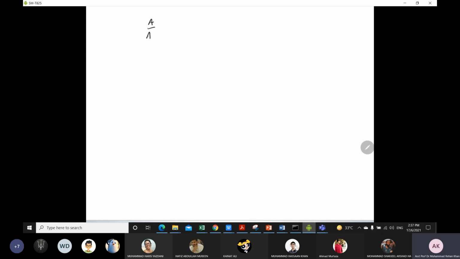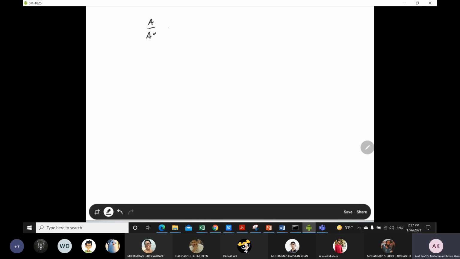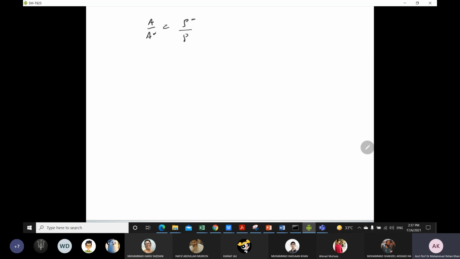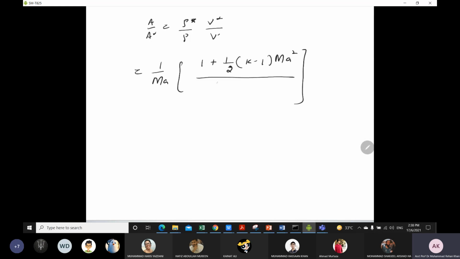So your A by A star becomes, after putting these values, that is rho star by rho and V star by V, the final equation: 1 by Mach times (2 over k plus 1, times (1 plus 1 by 2 (k minus 1) Mach square)) to the power (k plus 1) divided by 2 (k minus 1). So this is the final equation for A by A star.